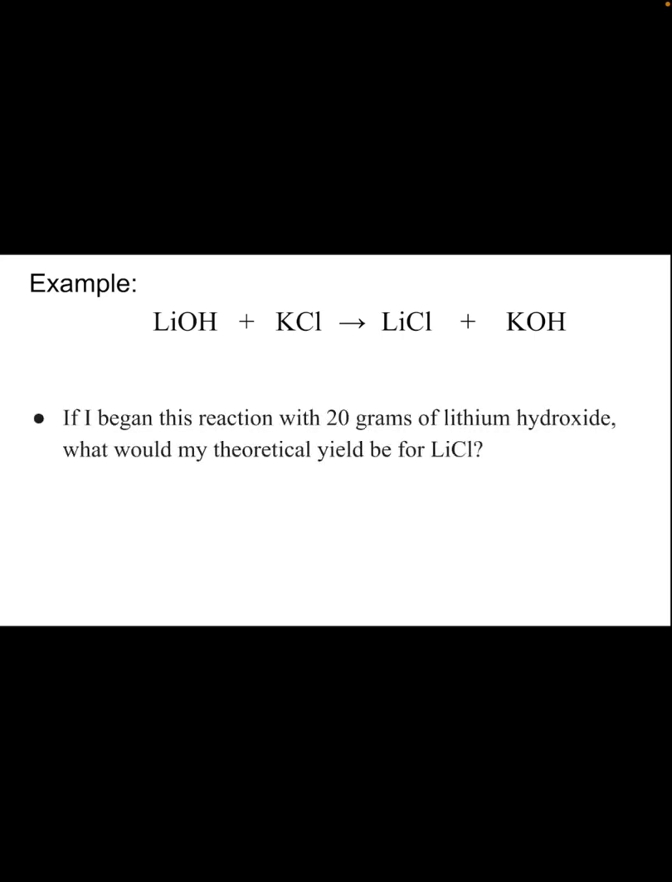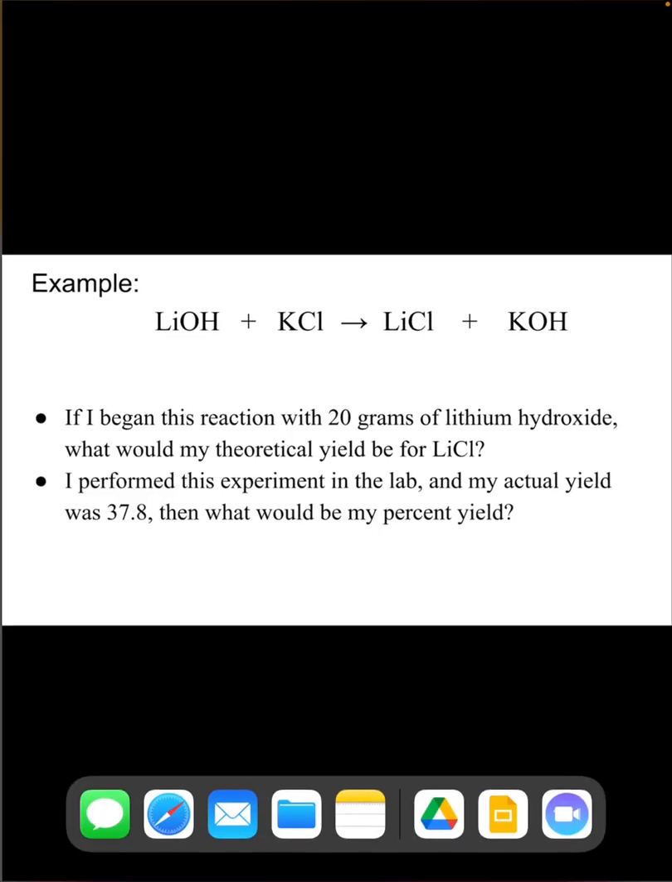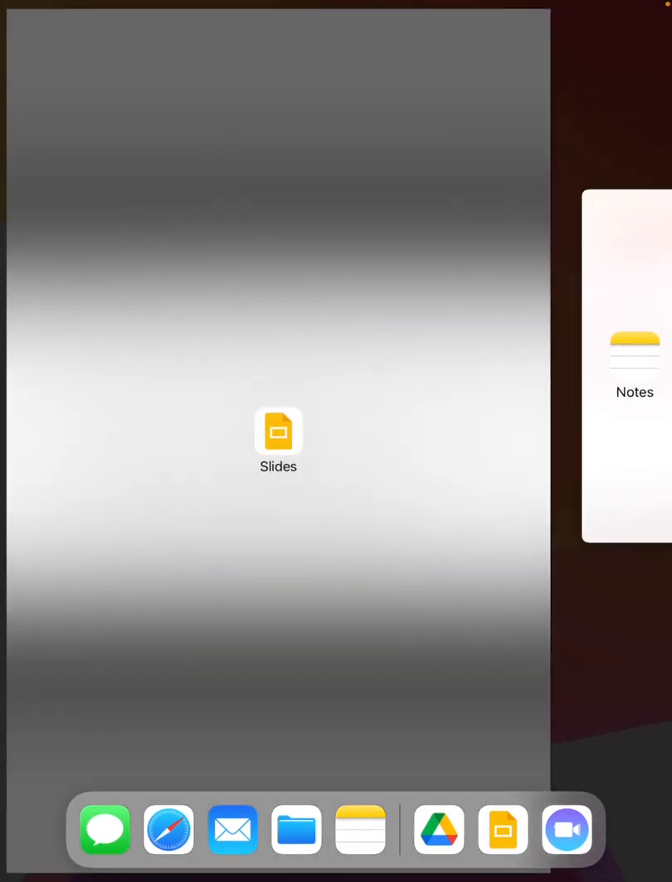Okay. Let's do another example. So I have this equation. It says if I began the reaction with 20 grams of lithium hydroxide, what would my theoretical yield be for lithium chloride? So I also performed this experiment in the lab and I actually got 37.8 grams. So I want to find my percent yield. I need to work out this example.